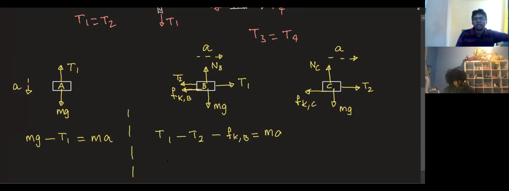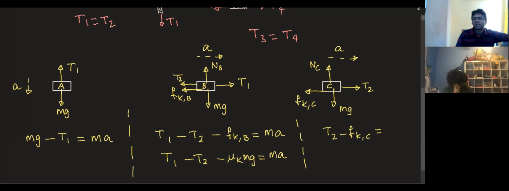Now here, the frictional force is mu k times normal. And clearly normal is mg, so you might have written mu k into mg. Is it okay, Abhiram? Okay, so that is for B. Now for C, I have T2 minus Fkc, the friction acting on C, is equal to mass into acceleration. So this would be T2 minus mu k mg is equal to mass into acceleration.